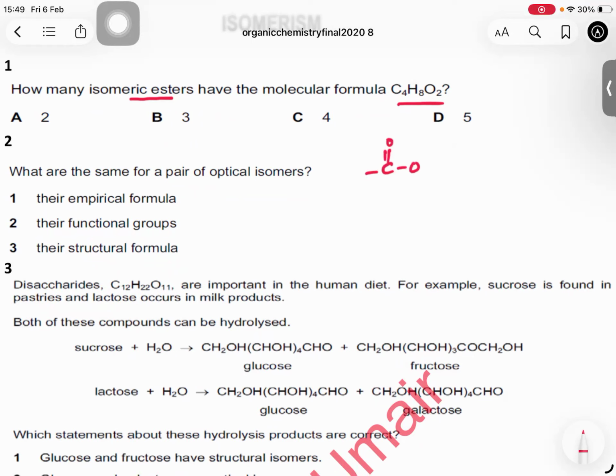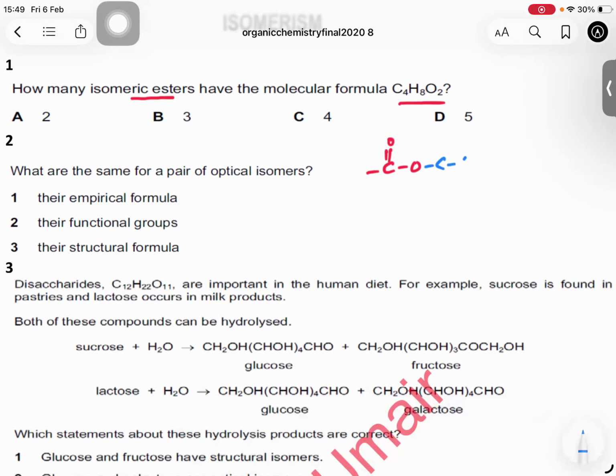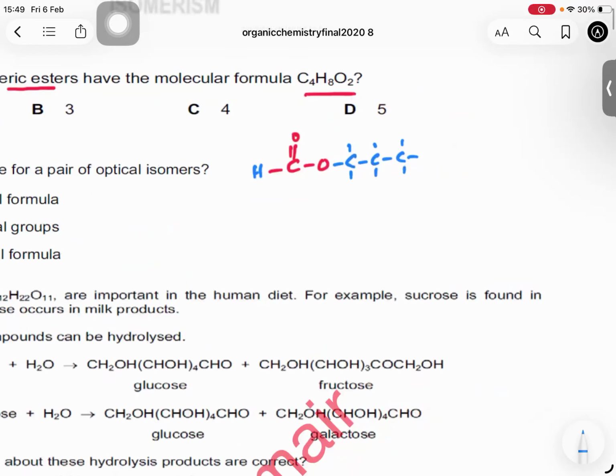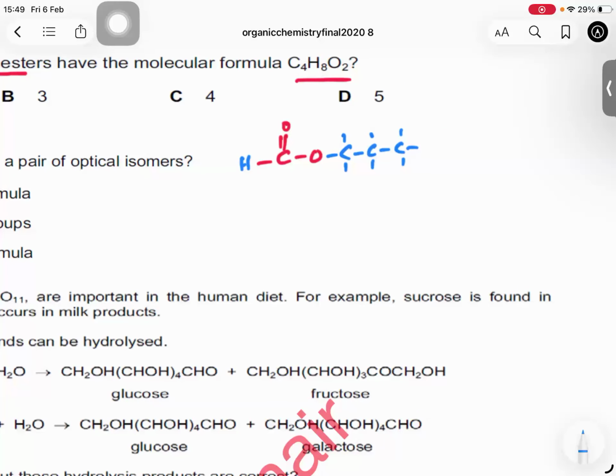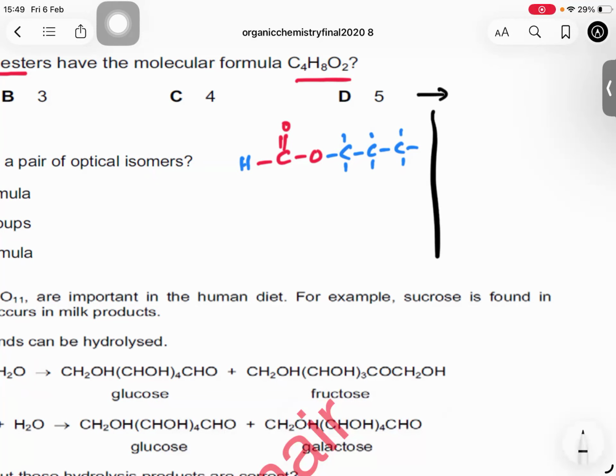First you make the functional group of ester, then with the oxygen you have to attach all the carbon in the first go. As there are 4 carbon in total, I have attached them like this. This is the first ester, and in order to make a chain isomer we have to shorten the carbon chain.